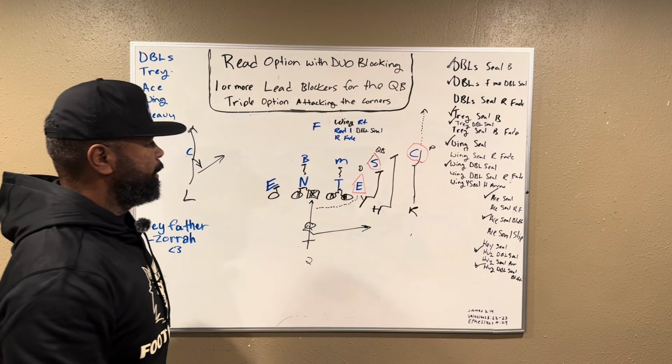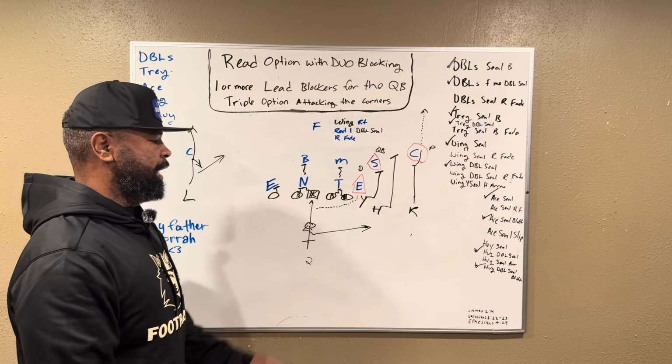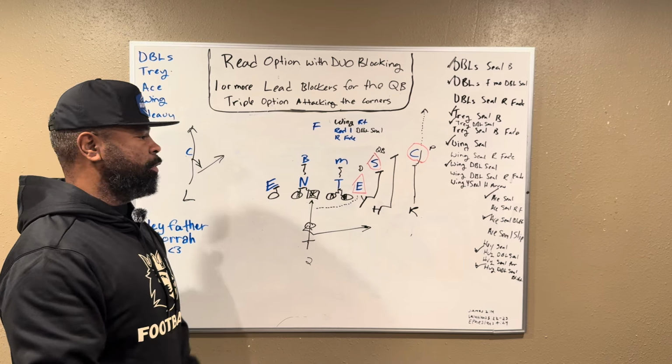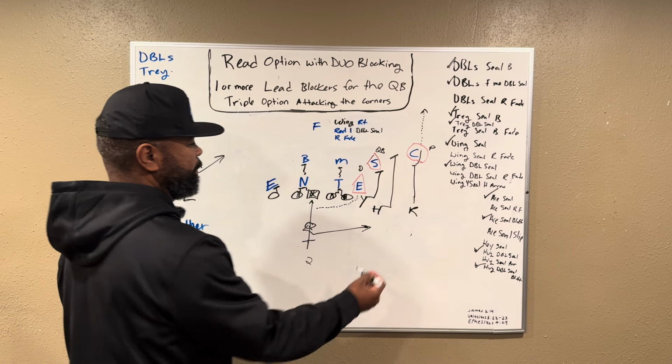Wing right. Red 1, double seal, R fade. You see how easy that is? So now we went from 11 personnel to 12 personnel. We got heavy formation on the field. Now the defense really has to figure out what they want to do with numbers.